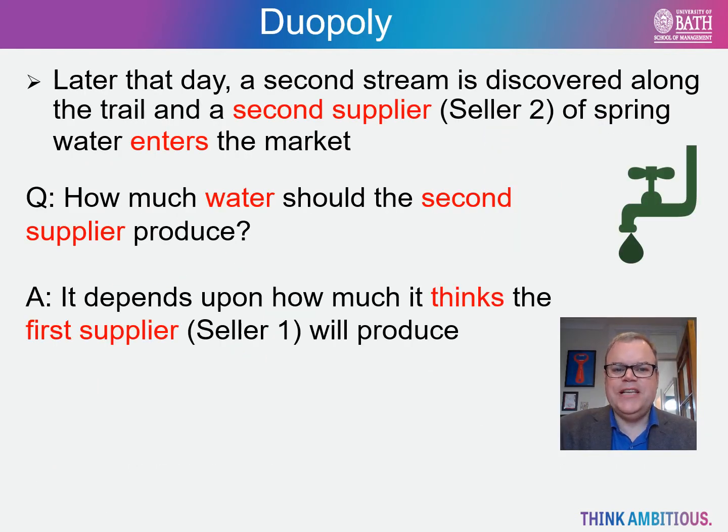Okay, so later that day, a second stream is discovered along the mountain trail, and a second supplier of spring water, whom we'll call seller 2, decides to enter the market. The question seller 2 faces is this: how much water should they supply, given that there is already another supplier, seller 1, in the market? The answer is, well, that depends. And it depends upon how much seller 2 thinks seller 1 will produce.